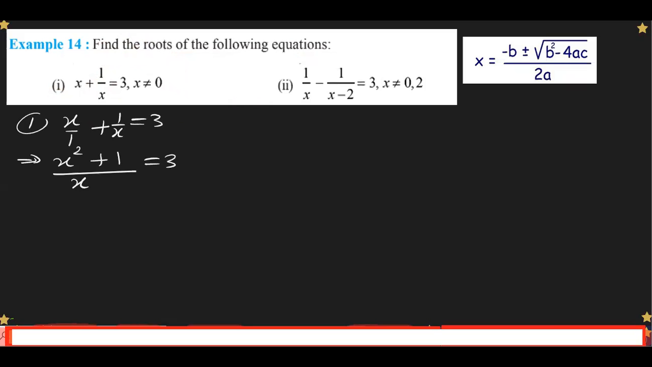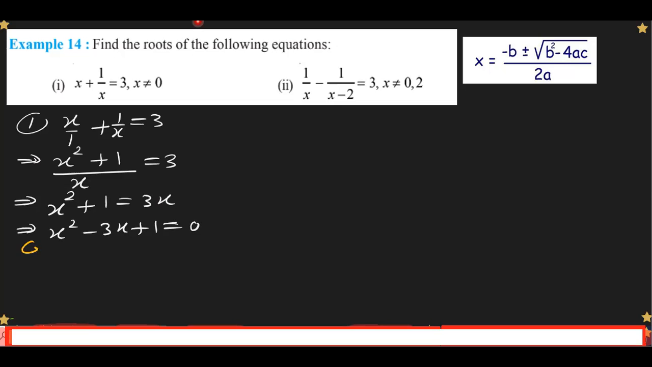Example 14. Find the roots of the following equation. First of all we have to convert it into quadratic form. So what we do, first part is x upon 1 plus 1 upon x is equal to 3. Taking LCM x, that is x square plus 1 upon x, that is 3. That is x square plus 1 is equal to 3x. x square minus 3x plus 1 is equal to 0. And this is our quadratic equation, the standard quadratic form.